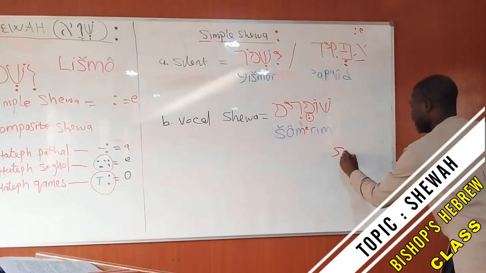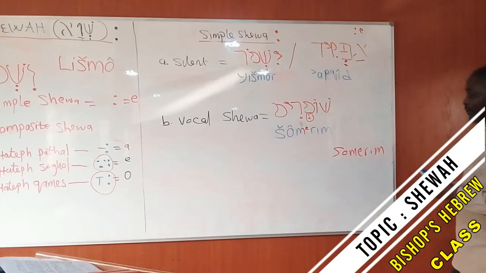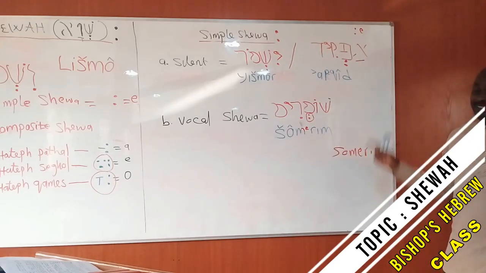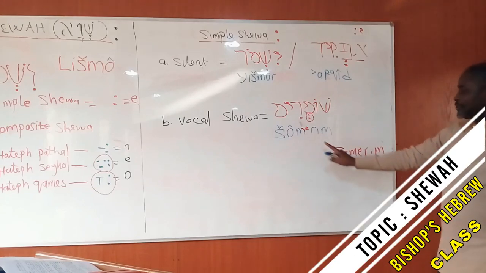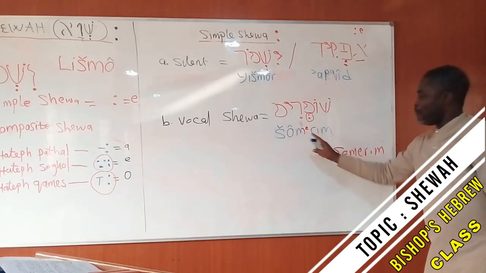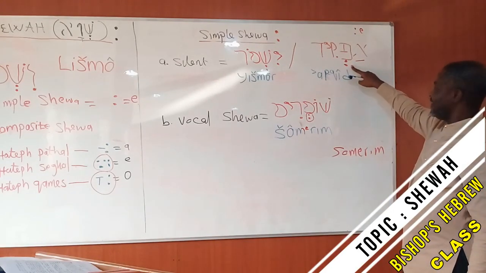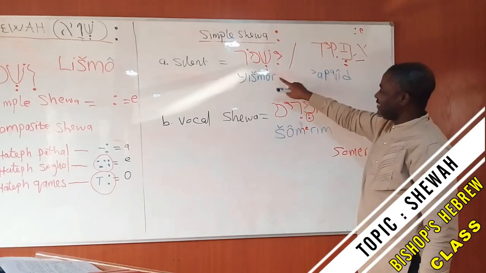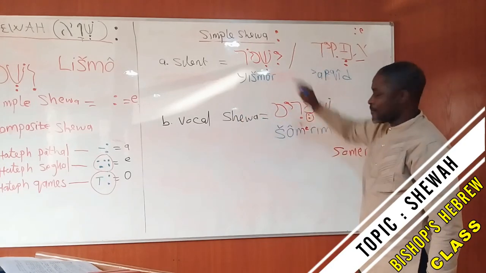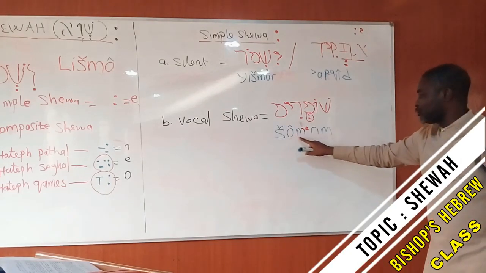Naturally, it's supposed to stand like this. But because it's a vocal SHEWAH, but it's a half vowel, a SHEWAH is not a full vowel. So you put it up, so it becomes Shomerim. In the place of Yishmor, it did not say Yishemor because it is a silent SHEWAH. But in this place, because it's a vocal SHEWAH, you call it Shomerim.